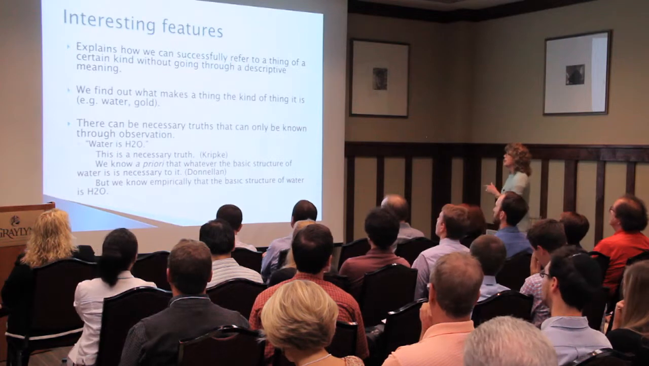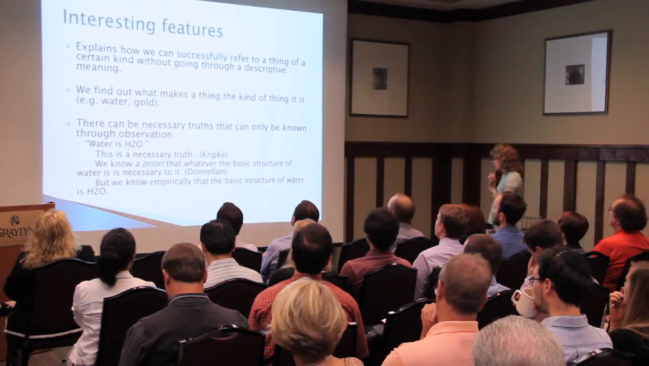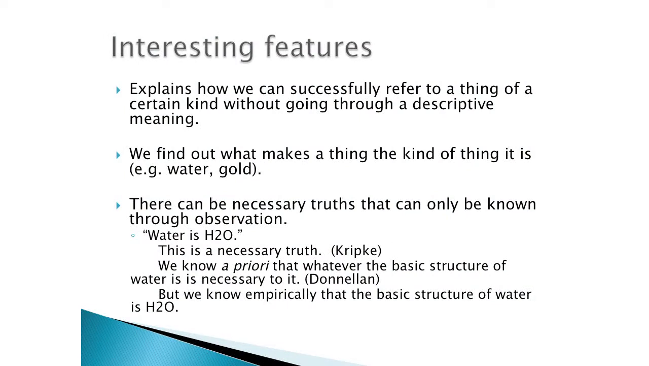So what this meant is that we succeed in referring to water not by referring through a description. We might not have a description, or in any case, whatever description we have is not the meaning. And once we succeed in picking out the things that we want to talk about, we can find out what makes them what they are by empirical investigation. So this theory explains some interesting things. First of all, it explains how we can succeed in referring to a thing without going through a description that picks out what the thing is. We find out what makes a thing the kind of thing it is by investigation, by observation.